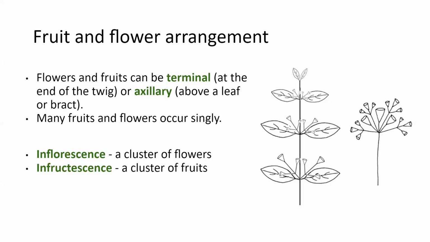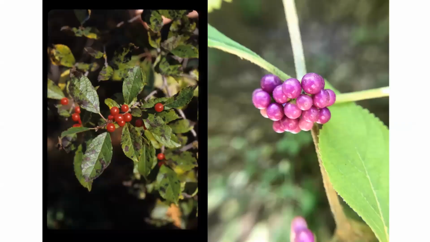And so when we talk about flowers, we often use the word inflorescence, which is a cluster of flowers. Some flowers do occur singly, but more often they're in an inflorescence, a cluster or group of flowers. And then likewise, when you talk about a cluster of fruits, like a bunch of grapes, we would call that an infructescence. So an infructescence is a cluster of fruits. And here's a couple of examples.